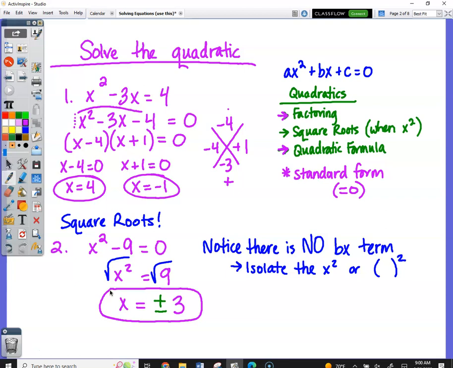Now you might wonder, why is it positive, negative 3? Remember when you're square rooting, you're saying what number times itself will give me 9. Well, 3 times 3 is 9, right? But then also negative 3 times negative 3 is still 9. So there's 2 answers there.